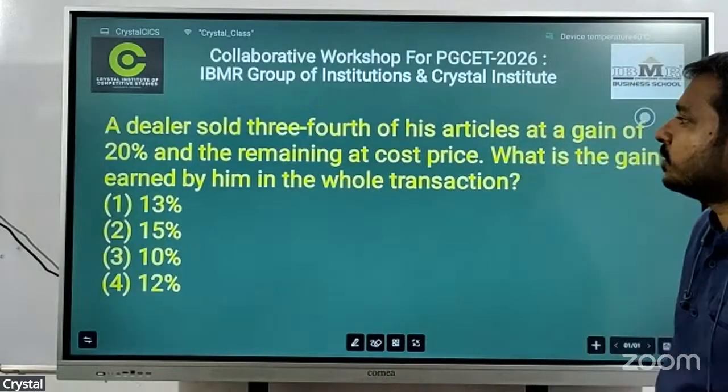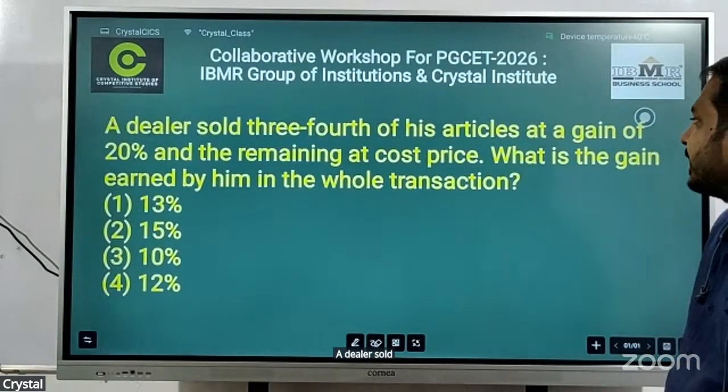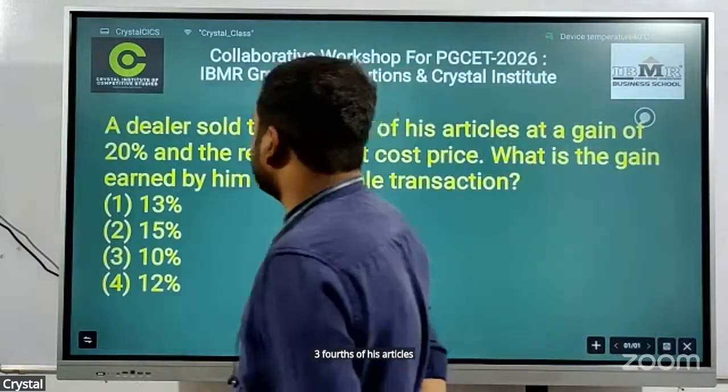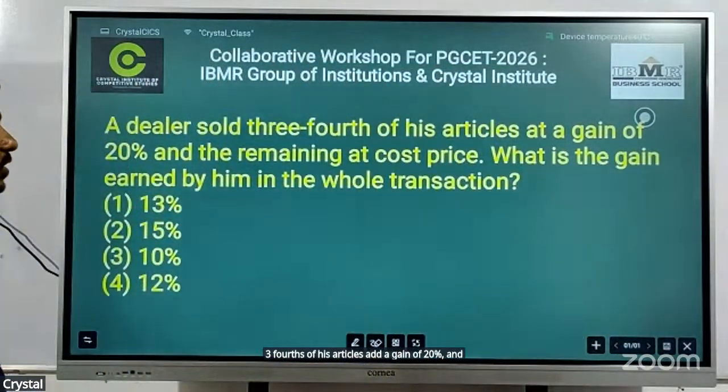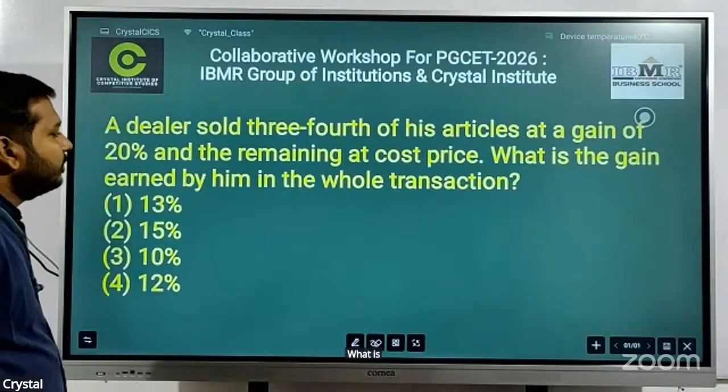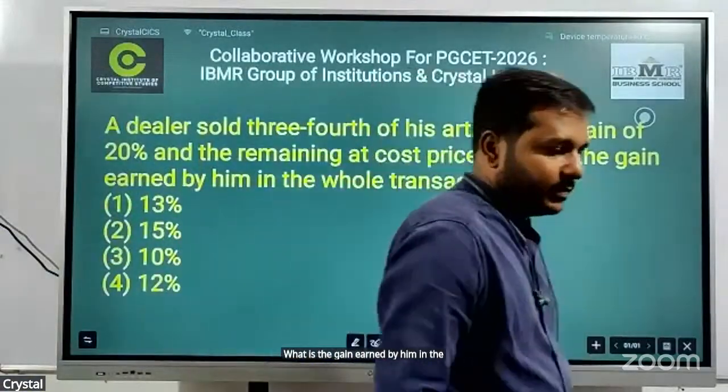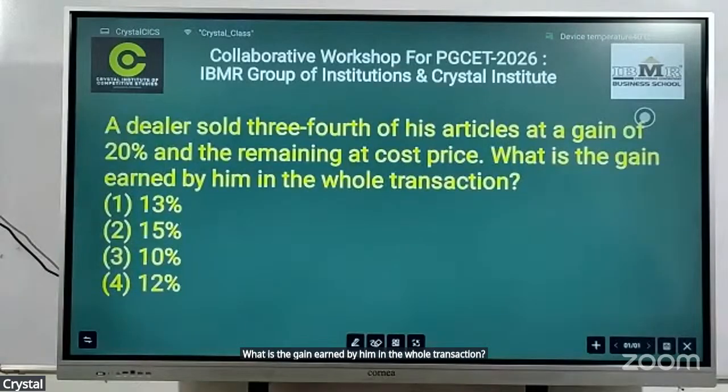A dealer sold 3/4 of his articles at a gain of 20% and the remaining at cost price. What is the gain earned by him in the whole transaction? Okay, 15%. We get a loss when the selling price is less than the cost price. Correct.